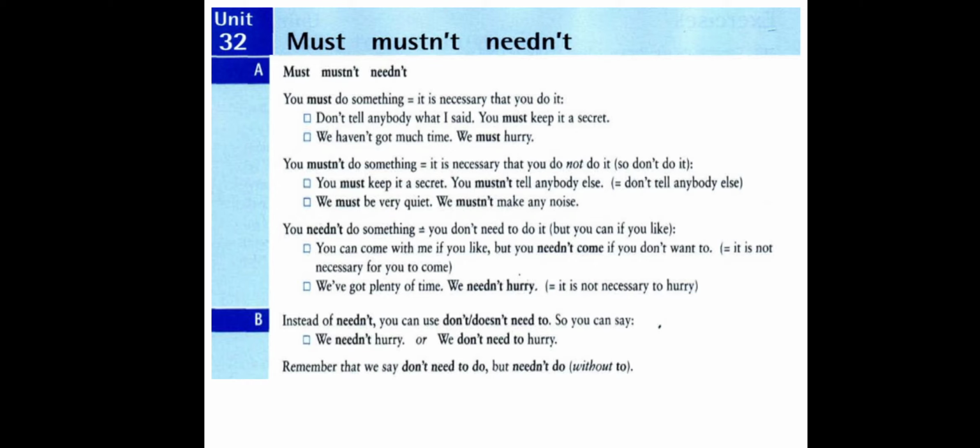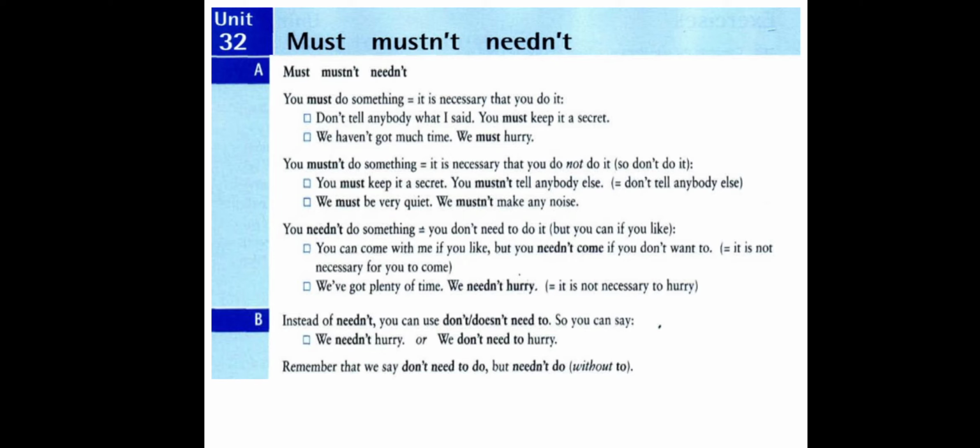Part B, instead of needn't, you can use don't or doesn't need to. In the first part, we spoke about needn't as if it is a modal verb. But here we can replace needn't by don't and doesn't. We can use the auxiliary verb do and does with need, and needn't becomes doesn't need or don't need to. But if we use don't and doesn't before need, we must use to after need.